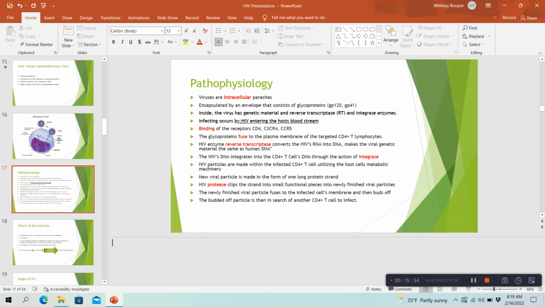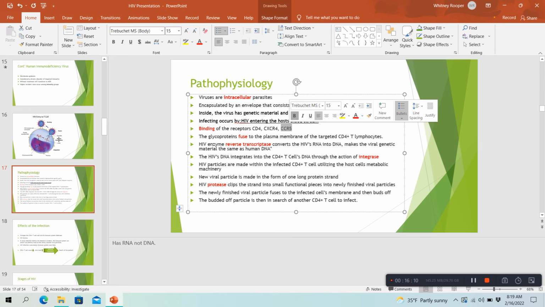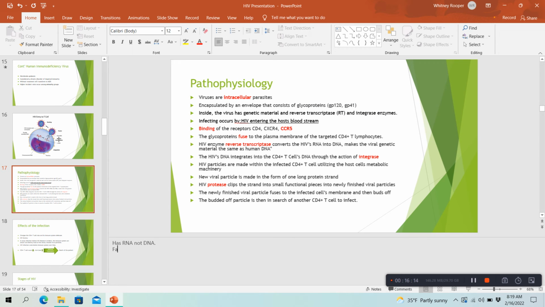Once it goes to the receptors it really likes, which is right here, it binds to what receptors? These are the receptors it can bind to. The one that it loves is the CCR5 receptor. I don't know why, they just really like that receptor. Infection occurs first by entering the bloodstream.